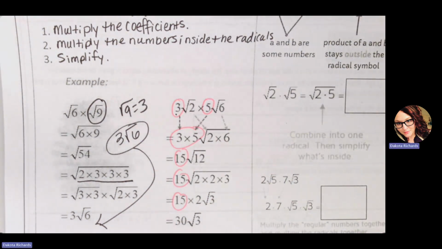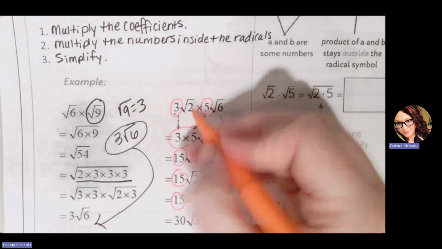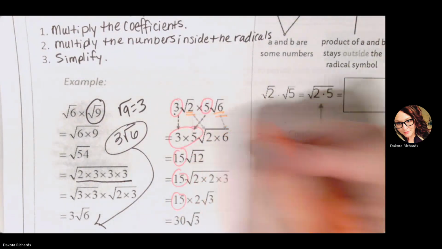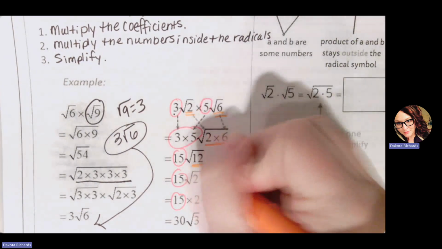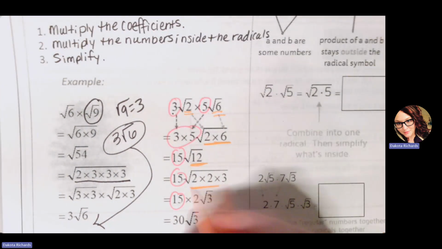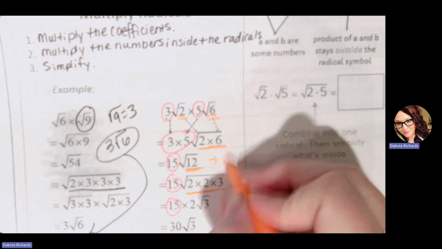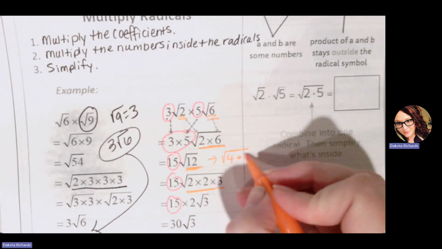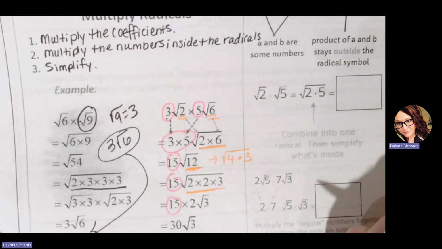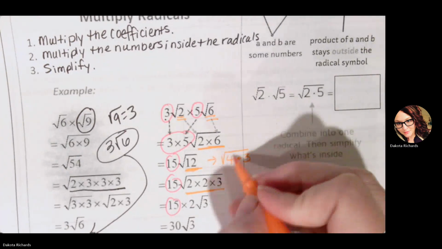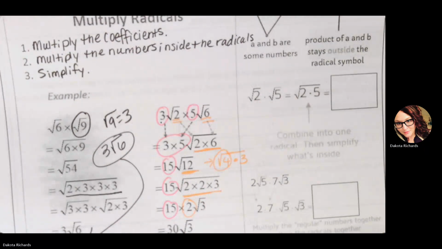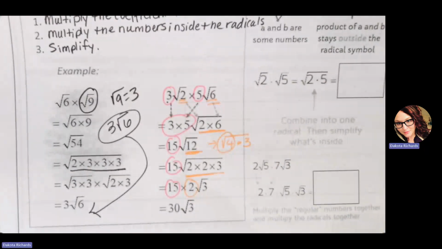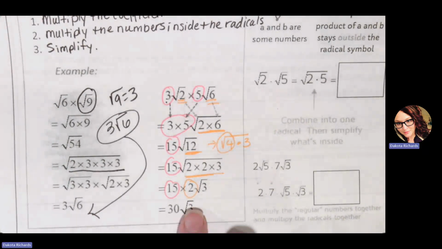On the inside, you're going to have 2 times 6. And again, that stays on the inside. 2 times 6 is 12. But you can rewrite 12 as the square root of 4 times 3. The square root of 4 is just 2. So that's where this 2 on the outside came from. And then 15 times 2 is 30. You're still left with square root 3. So we call it 30 square root 3.